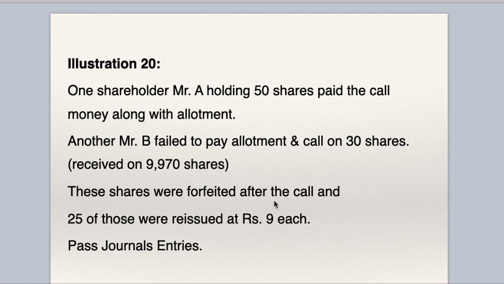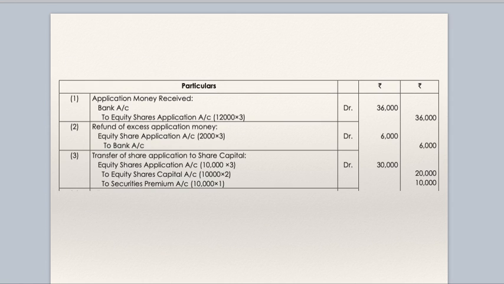These shares were forfeited after the call and 25 of those were reissued at 9. They have forfeited 30 shares. Out of forfeited 30 shares, they have reissued 25 shares at 9 each. You have been asked to pass journal entries. Now we'll see how it is to be done.